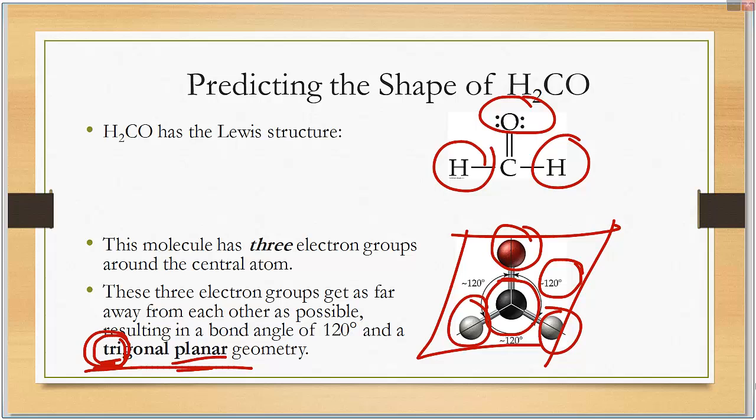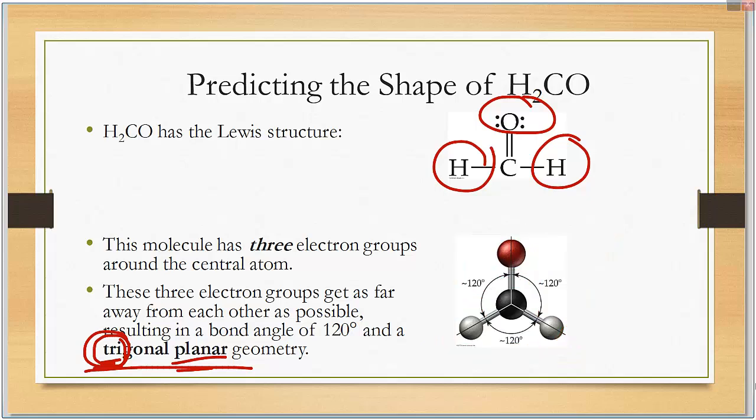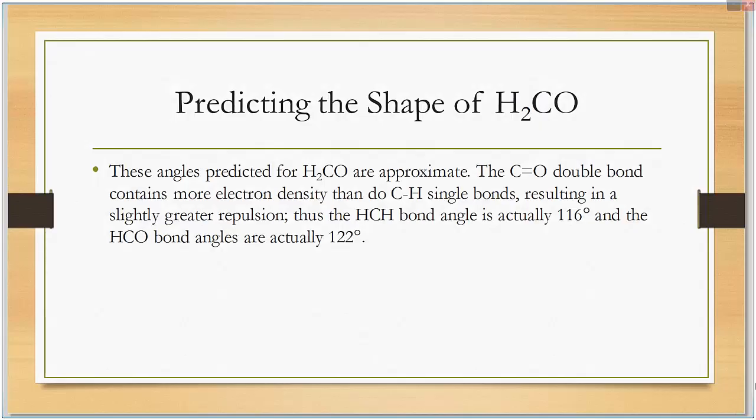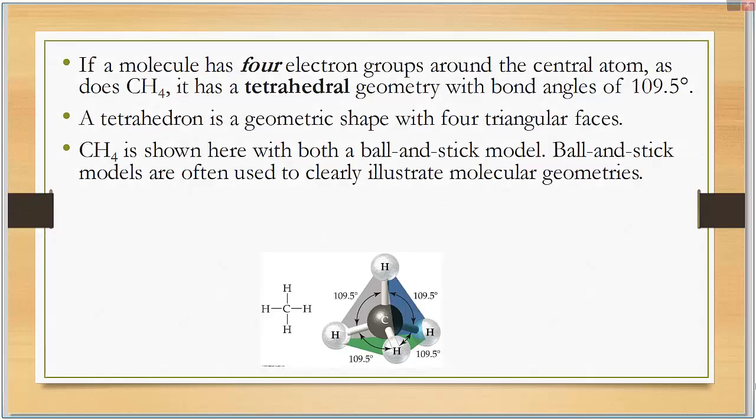Alright, so while we're doing this, if we have a lot of electron density here, it's going to push these down, making this angle here a little bit bigger, and thus pushing these together more, making this angle a little bit smaller. That's what this one is talking about. They're saying that the bottom angle there is 116, not 120, so it's a little bit smaller. So these are approximations here.